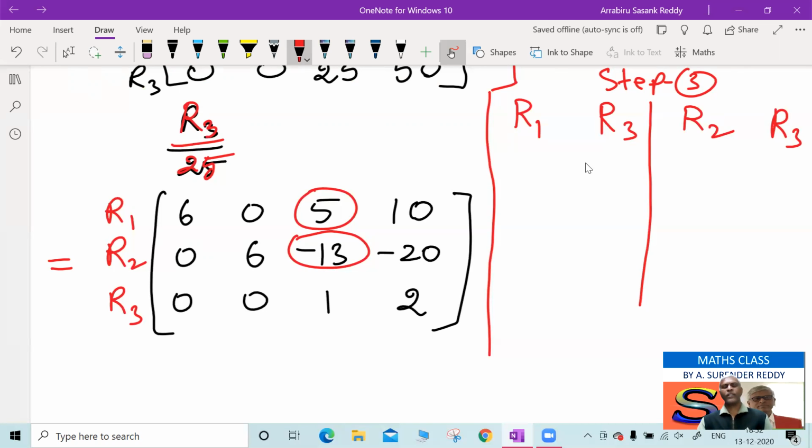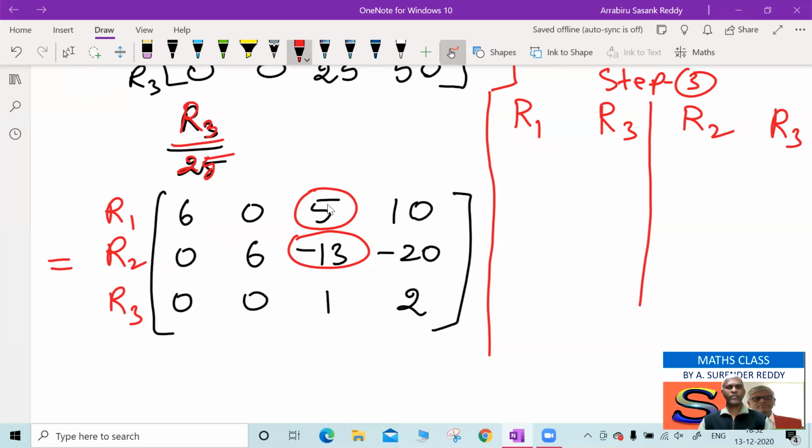In step 3, R1 plus or minus R3, R2 plus or minus R3. ఈ రెండింటికి R3 యూజ్ చేస్తాం. ఇక్కడ R3 అనేది కాన్స్టెంట్. R3లో మార్పు లేదు. మనం R1, R2ని చేంజ్ చేయాలి. సో దట్ ఇక్కడ 5 ప్లేస్లో 0 రావాలి, minus 13 ప్లేస్లో 0 రావాలి.